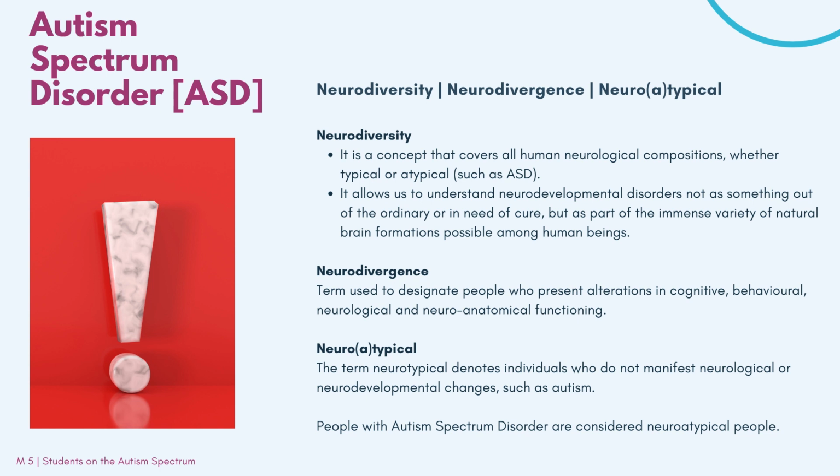Neurotypical. It is a term that refers to subjects that present typical neurological development and functioning, that is, within regular patterns. We can use this term to mention, for example, a functional adult or child who does not present significant alterations in memory, attention, cognition, and so on. The term neurotypical denotes individuals who do not manifest neurological or neurodevelopmental changes, such as autism. People with autism spectrum disorder are considered neuroatypical people. All of us, neurotypical and neuroatypical, are neurodiverse.